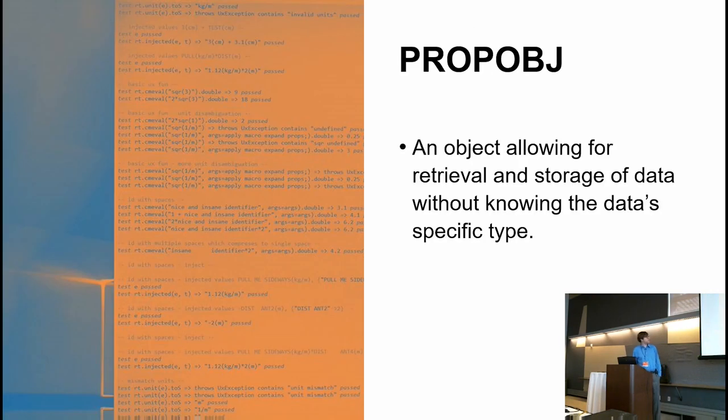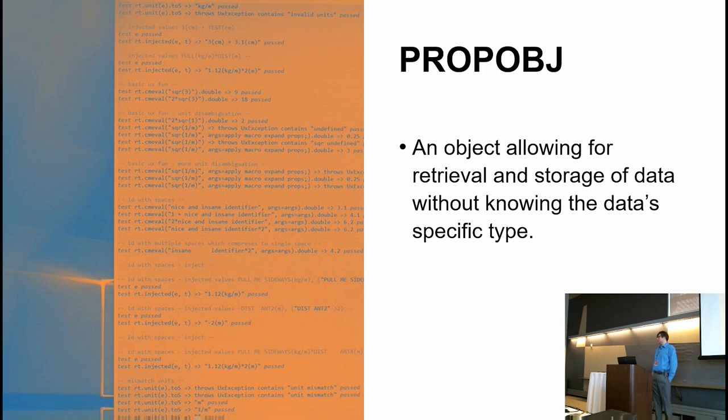The first thing I want to talk about is prop object. Anyone seen this one before? Okay, I hope so, because there's a lot of prop objects out there. This is an object allowing for retrieval and storage of data without knowing the data's specific type. So essentially, this is our new method of making a weakly typed class in a strongly typed system.